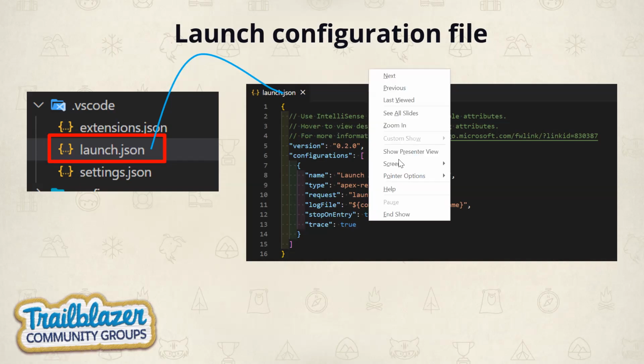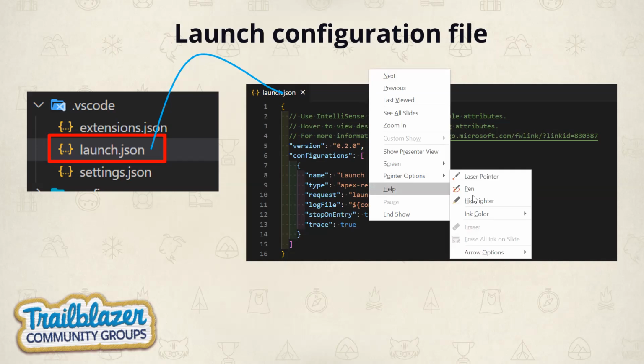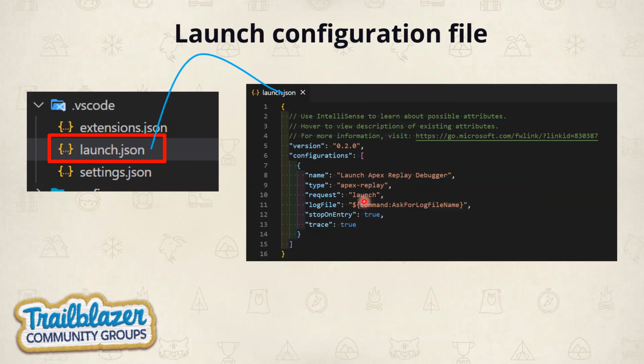Right, so let me highlight this one here. Now you can see trace equal to true. Otherwise you cannot trace each and every debug log under this file. Once you make it true, you will get this benefit, otherwise not. So this is the launch configuration file. This is the most important file, otherwise you cannot work with this Apex Replay Debugger without it, right?